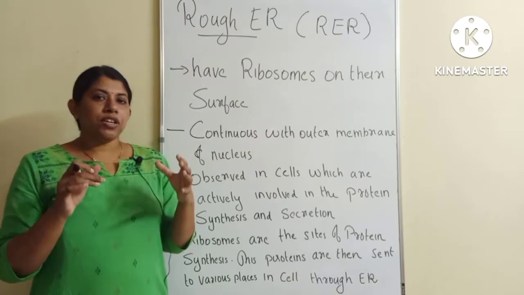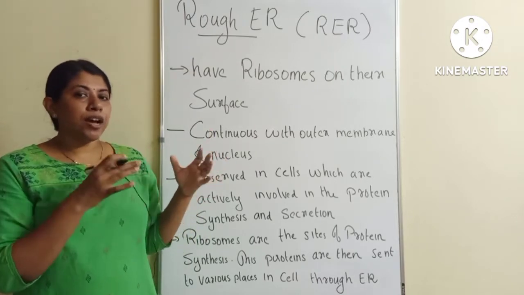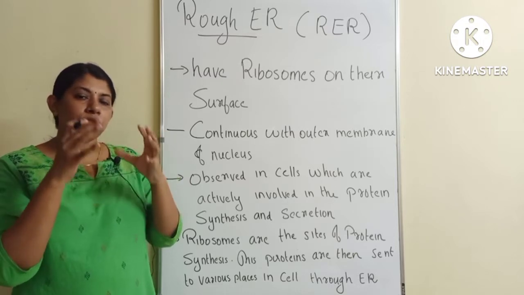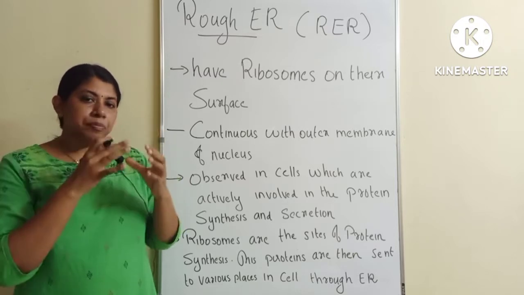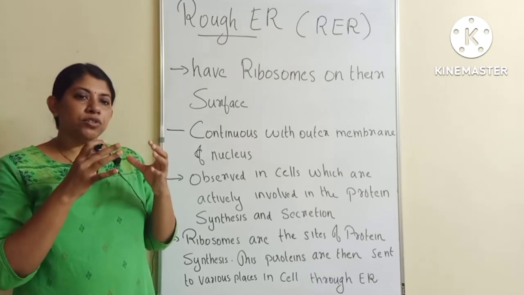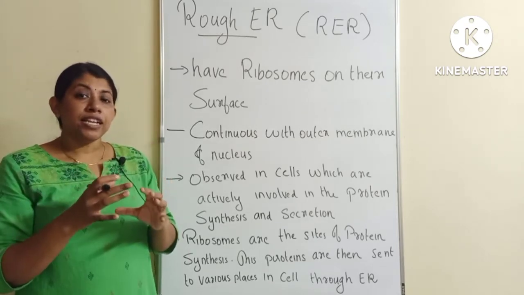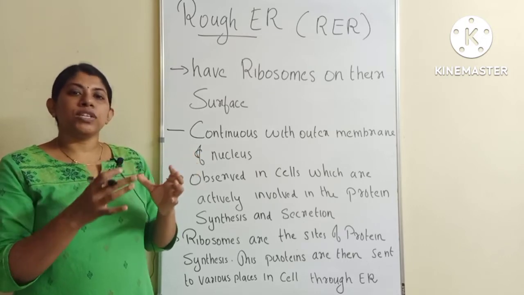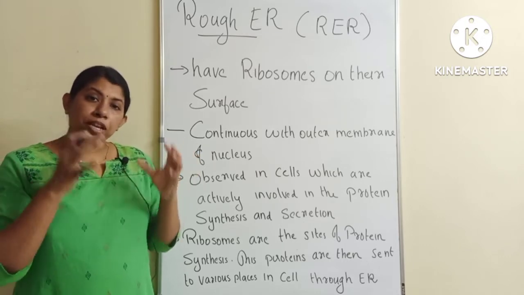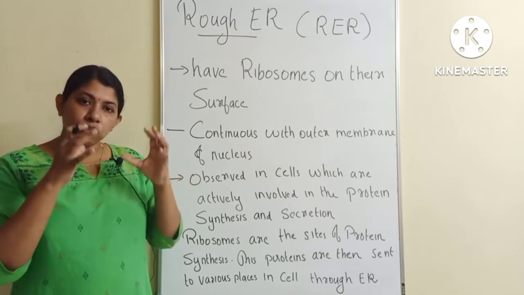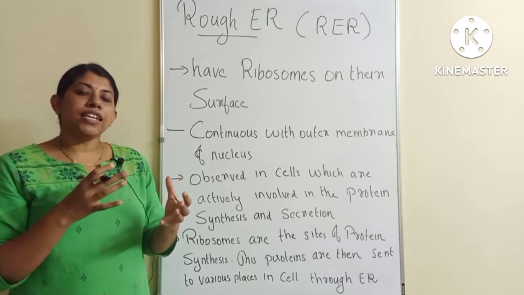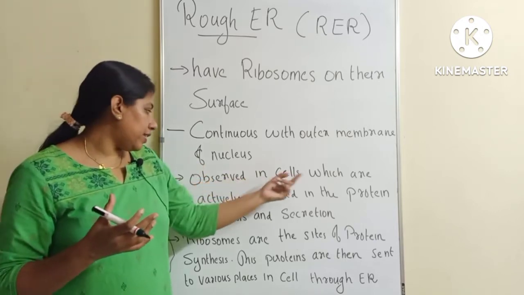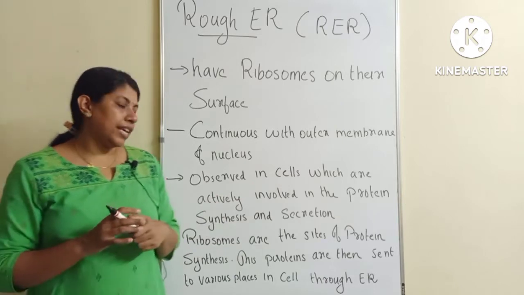We have already discussed that endoplasmic reticulum have ribosomes on the surface. These ribosomes actually manufacture or synthesize proteins, and these proteins are then transported to the various parts of the cell which actually need those proteins, and this transportation occurs through the endoplasmic reticulum. So the endoplasmic reticulum is observed in those cells which are actively involved in the protein synthesis and secretion. That is what is written here.